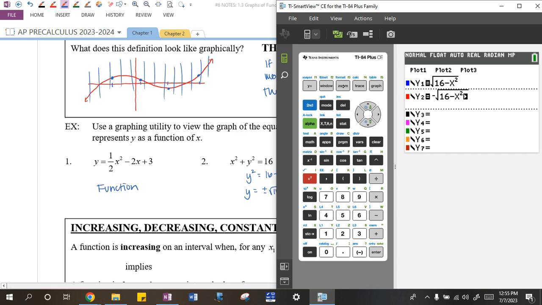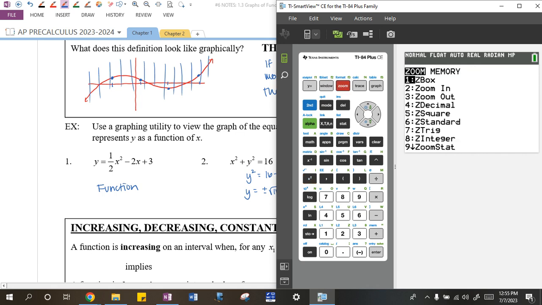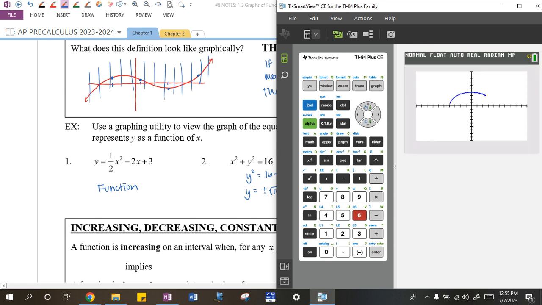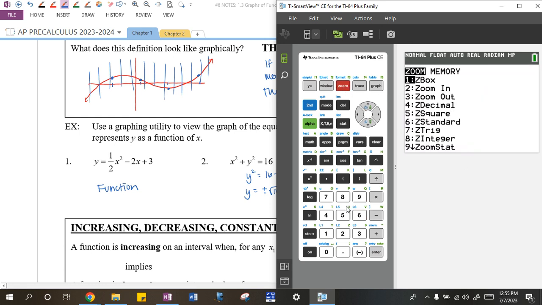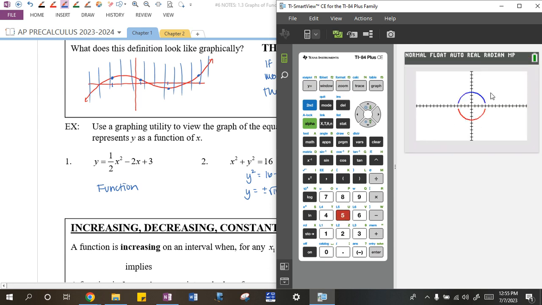And then we don't need to zoom 6 again, but we can zoom 6 for standard. We could also just hit graph. Now this looks oval because my screen is not, you can see the y-axis. When it goes negative 10 to 10, it's shorter, more smushed in there than the x-axis. You could also do like zoom square to make it look a bit better.